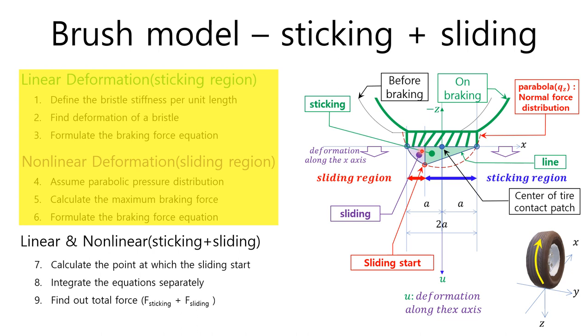Once the x-coordinate of the sliding start point is determined, the braking force in the sticking region and the braking force in the sliding region can be calculated by integrating the deformation equations respectively. And the total braking force per entire tire contact patch can be obtained by adding these results together. Therefore, the order of obtaining the braking force in both of the regions is: calculate the point at which the sliding starts, integrate the equations separately, and find out the total force by the sum of F sticking and F sliding.